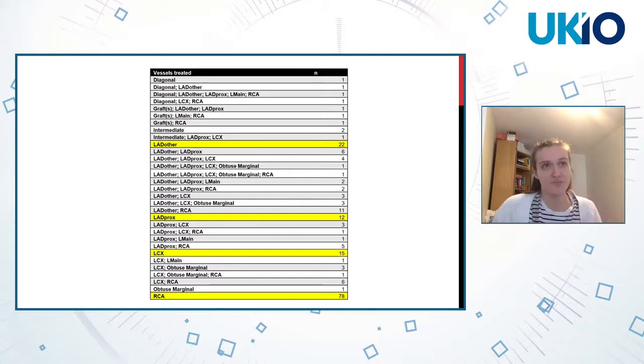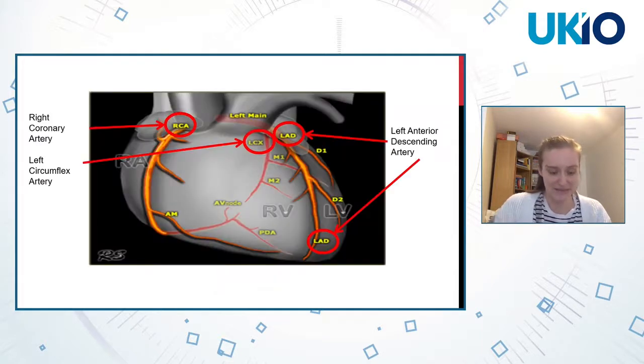So each procedure has about 100 events. So if it says, for example, LAD other has 22 procedures, that actually then had several hundred events associated to that. So we chose the highlighted vessels. So that is the right coronary artery, the left circumflex artery, the left anterior descending artery proximal, and the left anterior descending anywhere else. And just for people like me who are not cardiologists, here's a picture of the heart, and I've circled where they are.